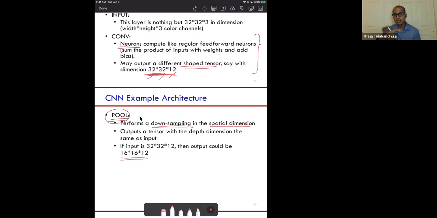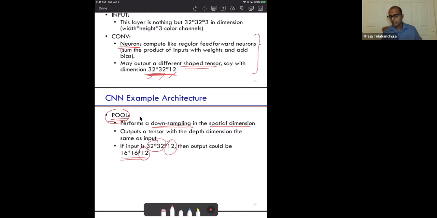So if I get a box, it has a depth. Depth is fine, because the depth was 12. Let's keep the depth the same. Let's not worry about the depth. But it's just going to change the height and width. And this is just for computation efficiency reasons. So maybe you have 32 cross 32 numbers. Now you want to change that to a matrix which has only 16 times 16 numbers.